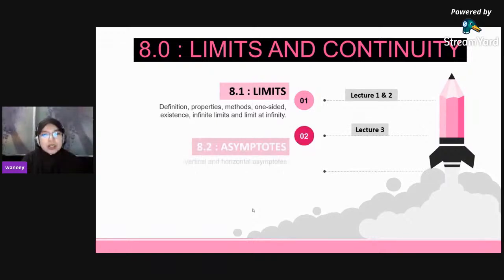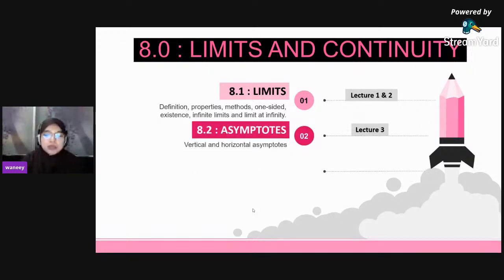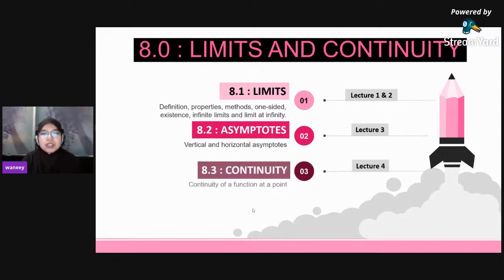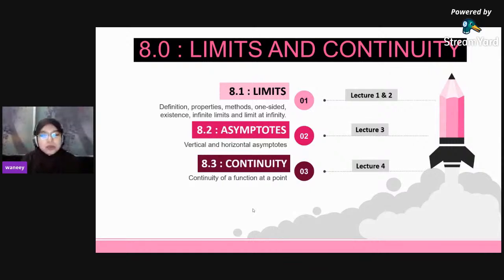For the third hour, we are going to spend 1 hour to calculate the asymptote. So when we are talking about asymptote, it simply means that we need to know how to calculate the vertical as well as the horizontal asymptotes. So we have 2 types of asymptote, the vertical and the horizontal asymptote. So we're going to learn them further in lecture 3. In lecture 4, that is the last part for chapter 8, which is the continuity. So in 8.3 continuity, we are going to discuss about the continuity of a function at a certain point, and then we're going to see whether does the graph continuous or not at that point, of course.